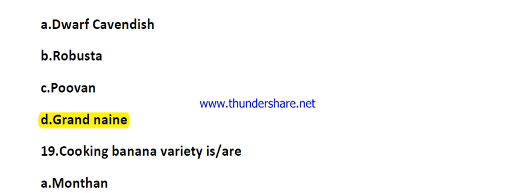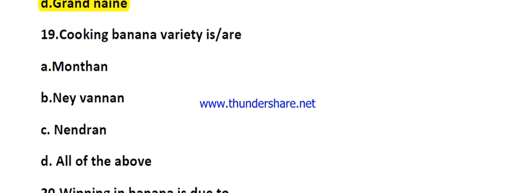Then question number 19. Cooking banana variety is. Options are Monthan, Nino, Nivenon, Nendran, then all of the above. Here the right answer is all of the above. All three are cooking bananas.